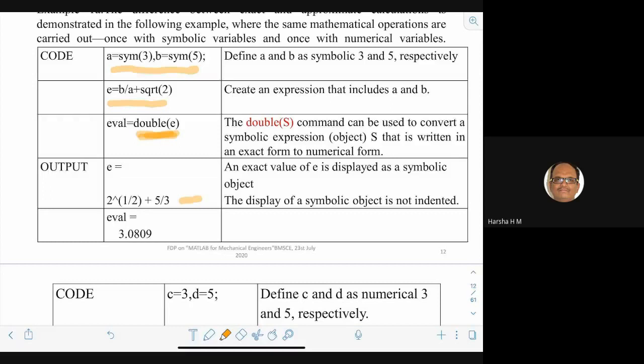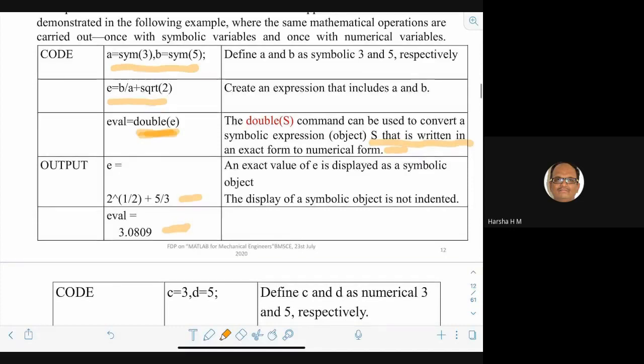This can be used to convert the symbolic expression that is written in exact form to numerical form. That's a very important thing that you need to observe. Only when you say double of that, you will be getting the value associated with that number. Okay, this is one example. If I'm moving fast, you can let me know.